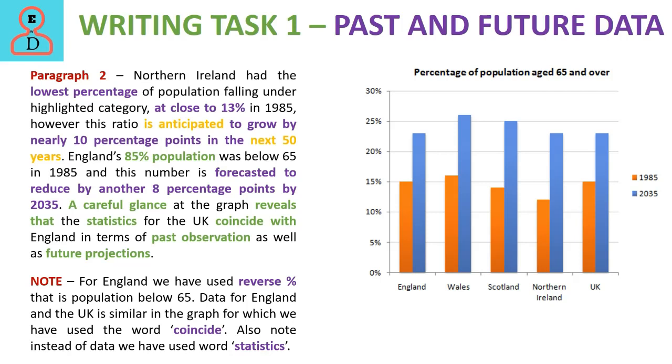So guys, this is how you should also attempt task 1, in which future data is given. Just keep two things in mind. First, do not use word will alone for future trends, and use the words which we have used in this video. If you follow our instructions, then you will surely get 7 or above bands in writing, a score which is not easy to achieve.